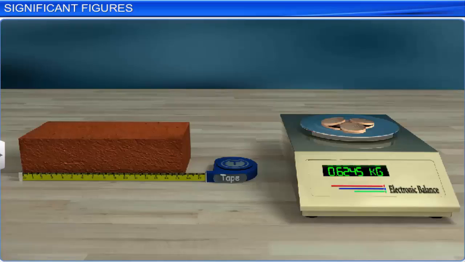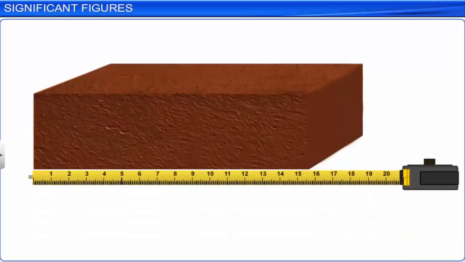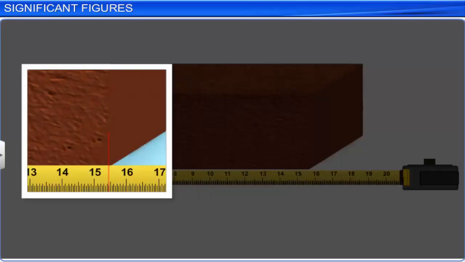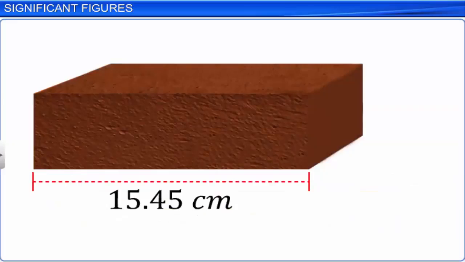We note the measurement in the form of numbers. Here's a brick. Let's measure its length. Observe that the length is between 15.4 centimeters and 15.5 centimeters. Since we are not sure, we can say that the length is approximately 15.45 centimeters.